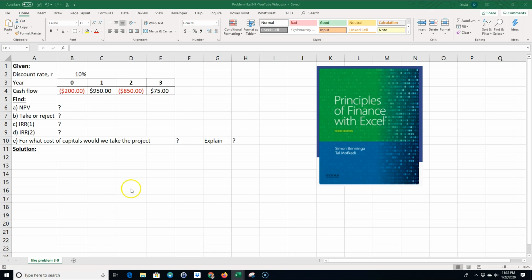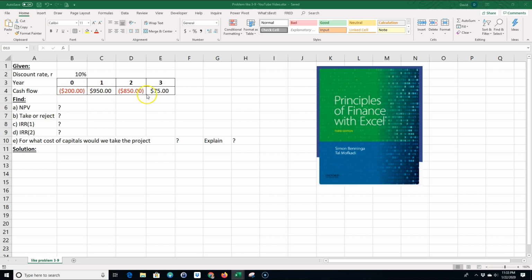Okay, I had one of my MBA students have a question on this problem. It's a problem on how to calculate NPV, the net present value of a project, and also, if the project has multiple internal rates of return, how to look at those and interpret what that means.